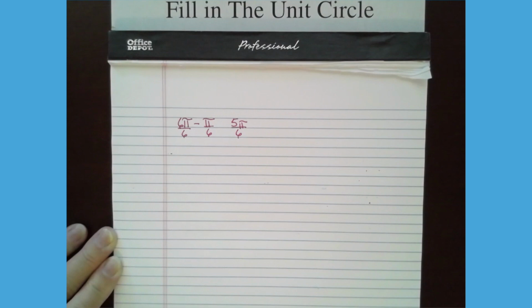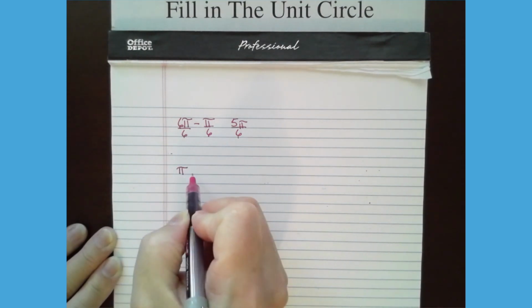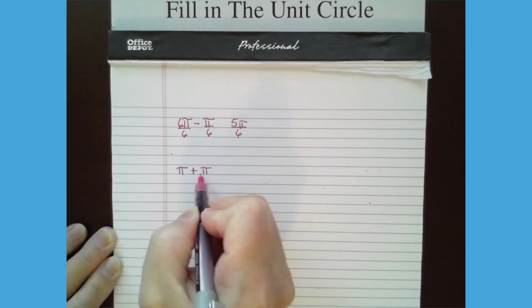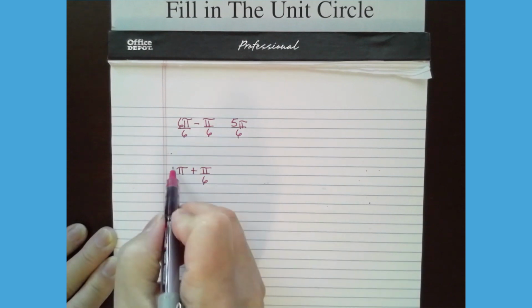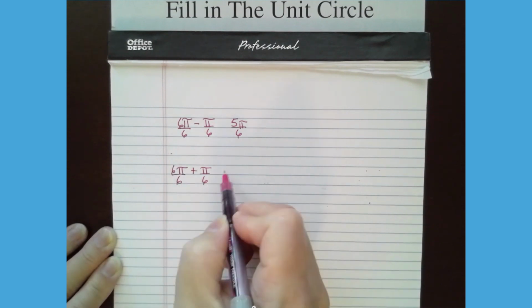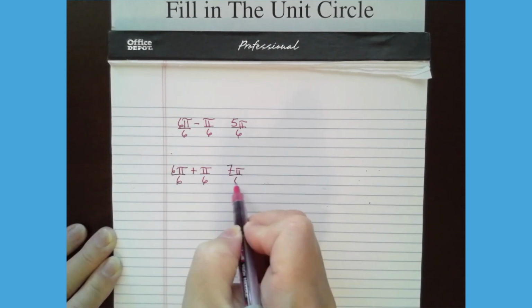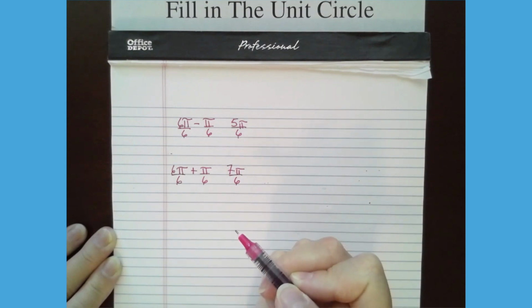Okay? If you have pi and you want to add a pi 6, change that to 6 over 6. 6 plus 1 is 7 pi over 6. See how I did that?